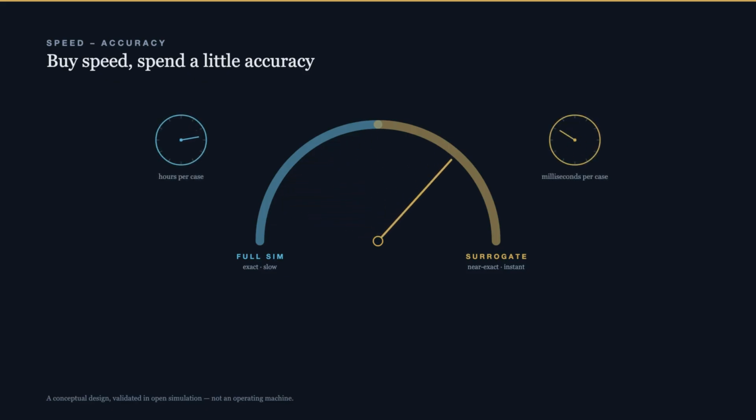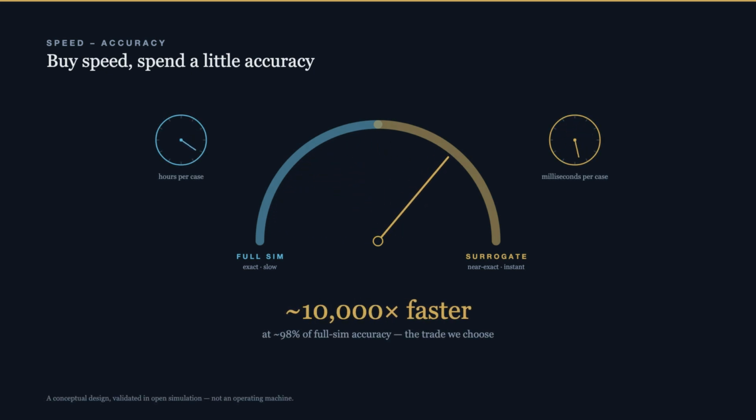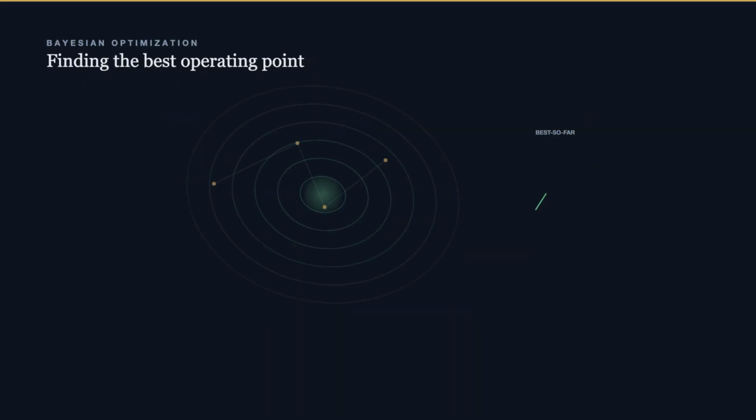This is where surrogates earn their place. They are the fast inner engine of the digital twin and of every optimizer that searches for a better operating point. When a Bayesian optimizer proposes thousands of candidate settings, it is surrogates that let each one be evaluated in the time a real experiment would take to breathe.